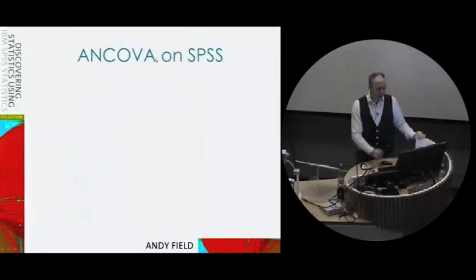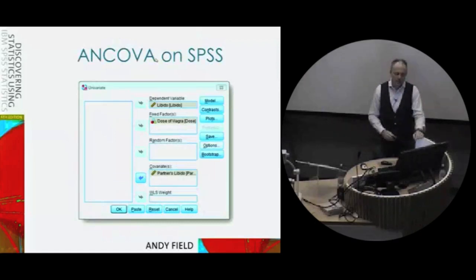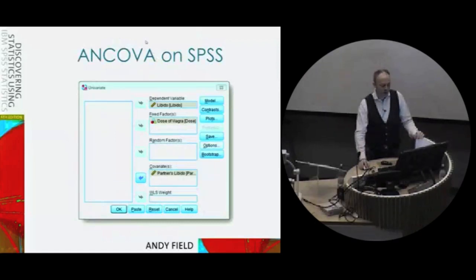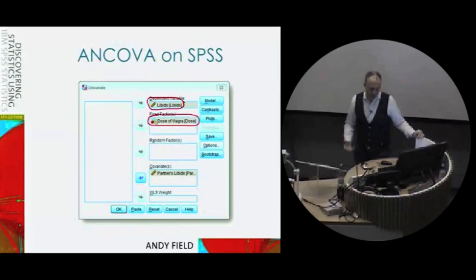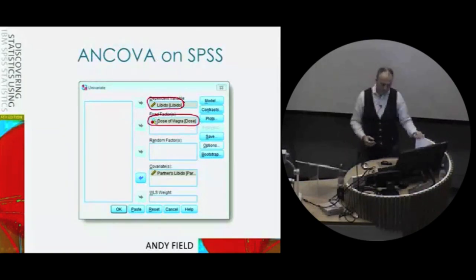When you actually run it, as I keep saying, you don't do it through the regression menus, you do it through the ANOVA menus. So this is the main dialog box that you'll get up. You put your outcome variable, in this case libido, up here. You drag your experimentally manipulated variable, in our case dose of Viagra, into that box.